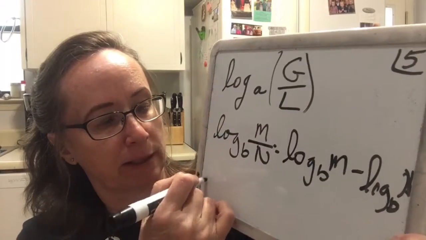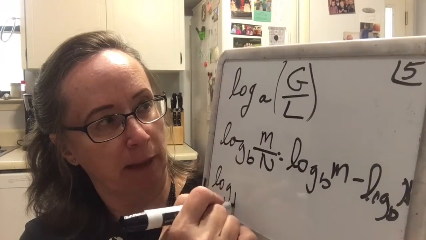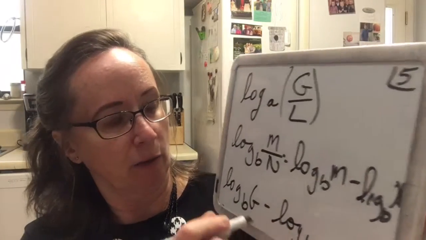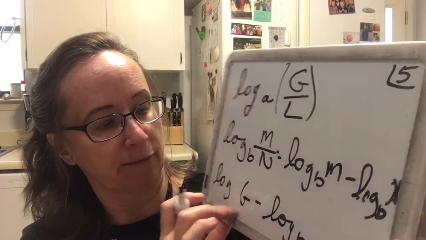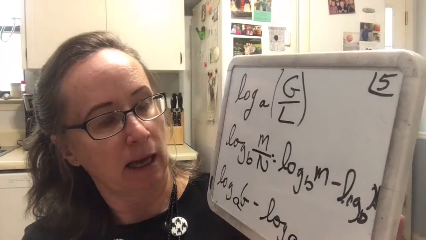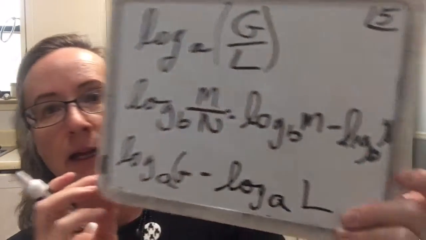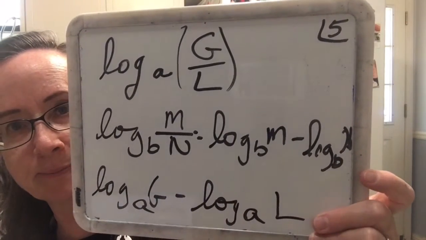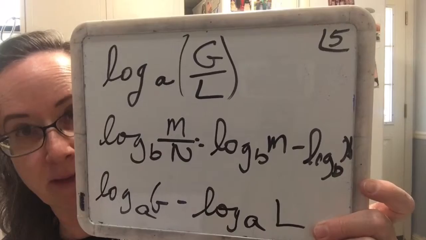So here, this one is going to be just log base b of g minus log base b, no, it's an a, sorry, I'm getting my definition mixed up with the actual problem. That should be a base a of l. Okay, so that should be your answer, and it is. And that's really all there is to that.